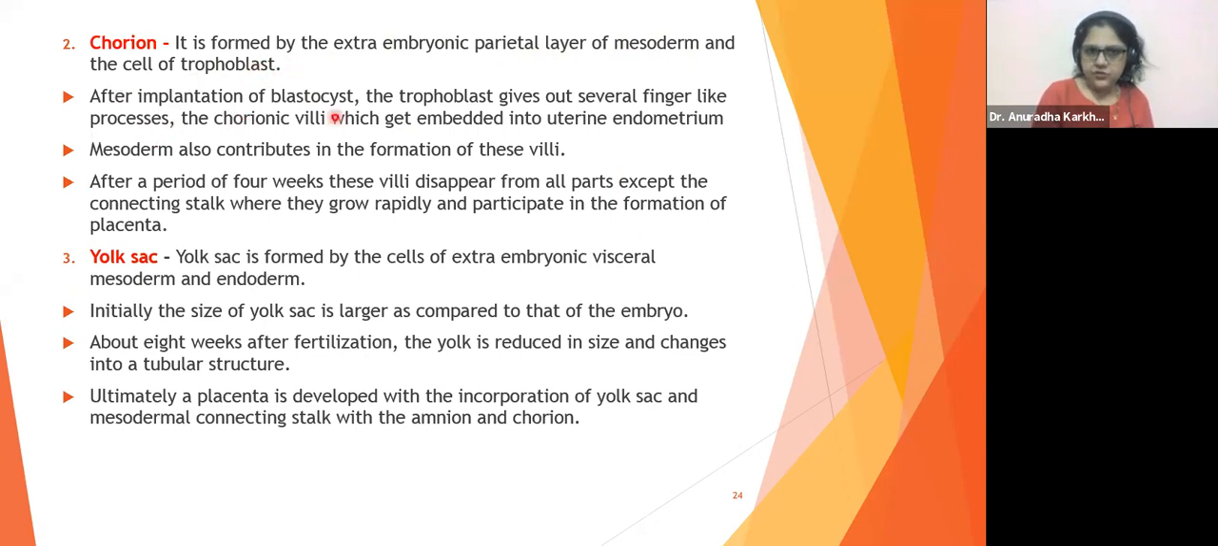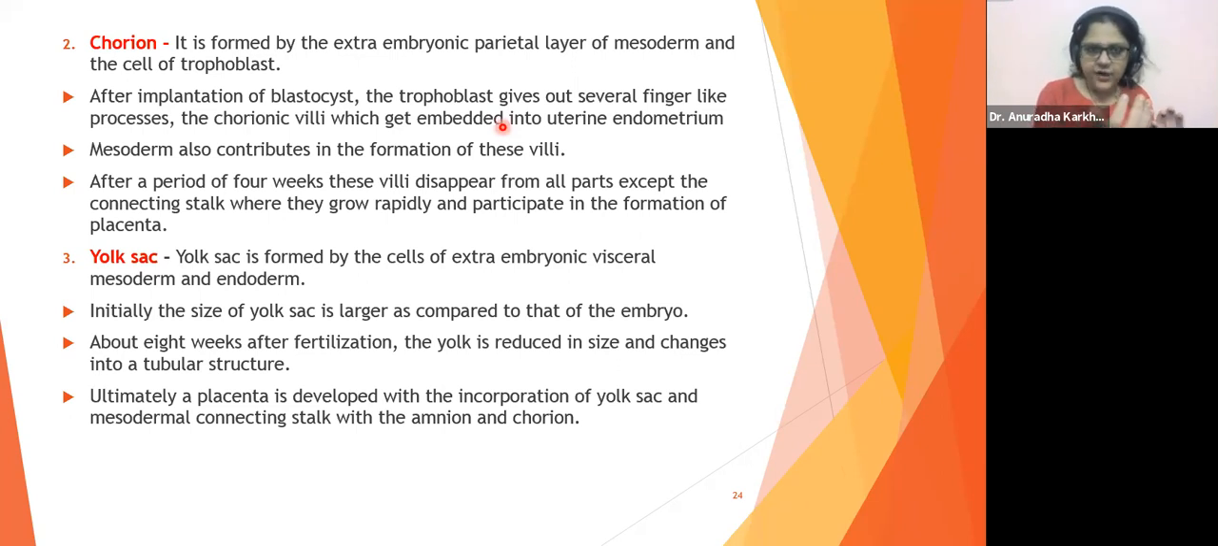After implantation of blastocyst, the trophoblast gives several finger-like projections called as chorionic villi, which get embedded into the uterine endometrium. So see, the trophoblast is going to make up finger-like processes, and these are going to be called as chorionic villi. And how they will move, you can see my fingers very clearly now, right? Initially they are small, then they will move ahead, and you can see these finger-like things. Now they're going to get the grip of the endometrium wall, to get lodged deeper and deeper inside it and get embedded.